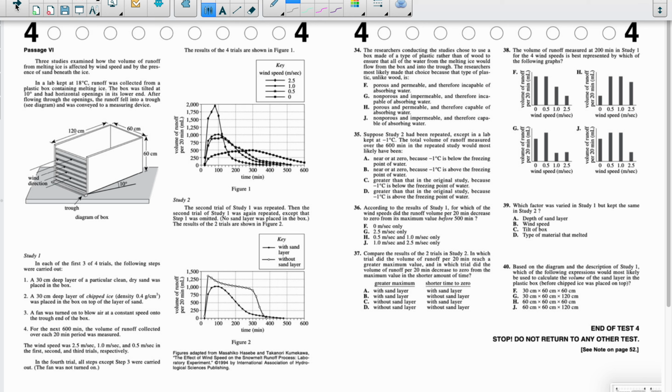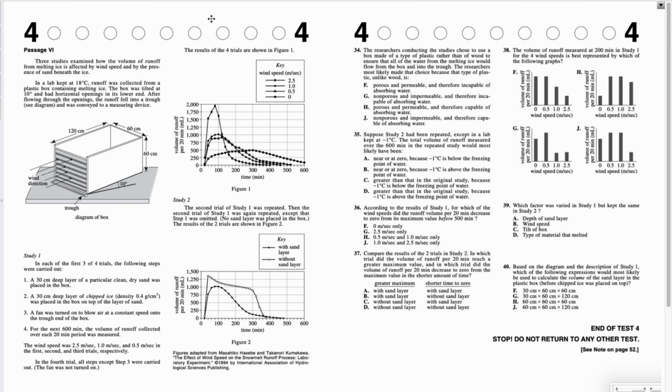Passage 6 is not a conflicting viewpoint, so I'm going to go straight to the questions without reading anything. Question 34. The researchers conducting the studies chose to use a box made of a type of plastic rather than of wood to ensure that all the water from the melting ice would flow from the box into the trough. So that means they want all the water gone.